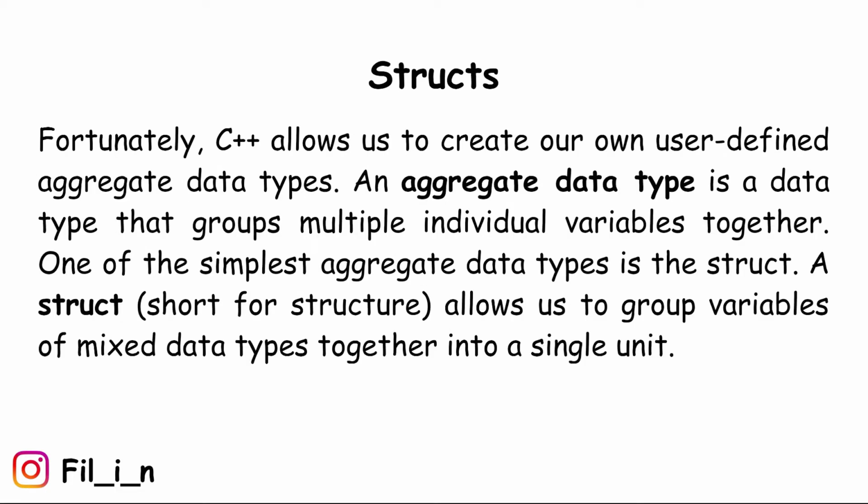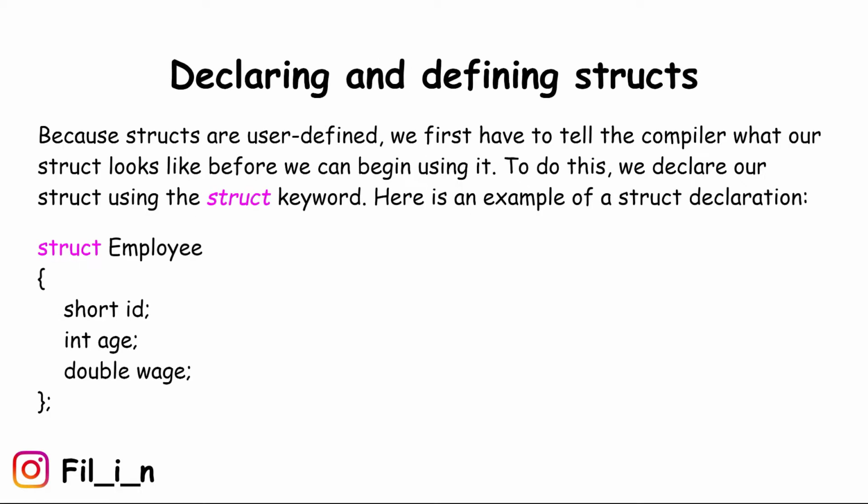Fortunately, C++ allows us to create our own user-defined aggregate data types. An aggregate data type is a data type that groups multiple individual variables together. One of the simplest aggregate data types is the struct. A struct, short for structure, allows us to group variables of mixed data types together into a single unit. Because structs are user-defined, we first have to tell the compiler what our struct looks like before we can begin using it. To do this, we declare our struct using the struct keyword.